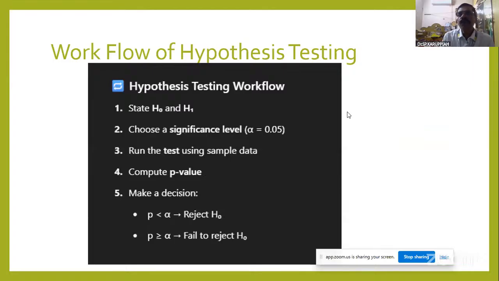So what is the workflow of hypothesis testing? State H0 and H1, choose a significance level of 0.05. Run the test using sample data, compute the p-value and make a decision. If p is less than alpha, reject; if p is greater than alpha, fail to reject, which is nothing but accepting the null hypothesis.